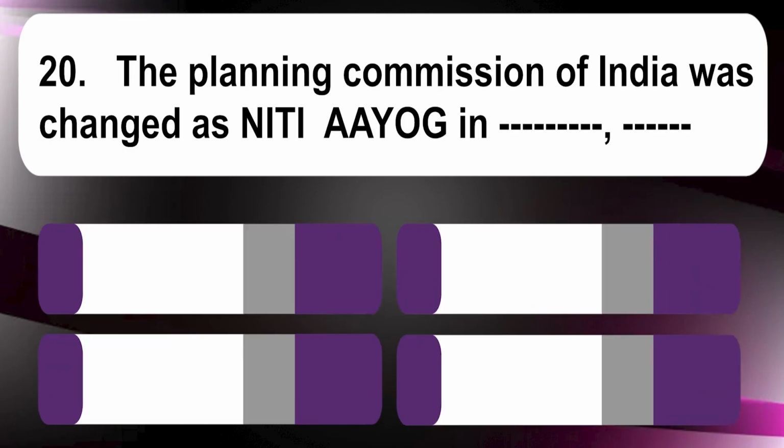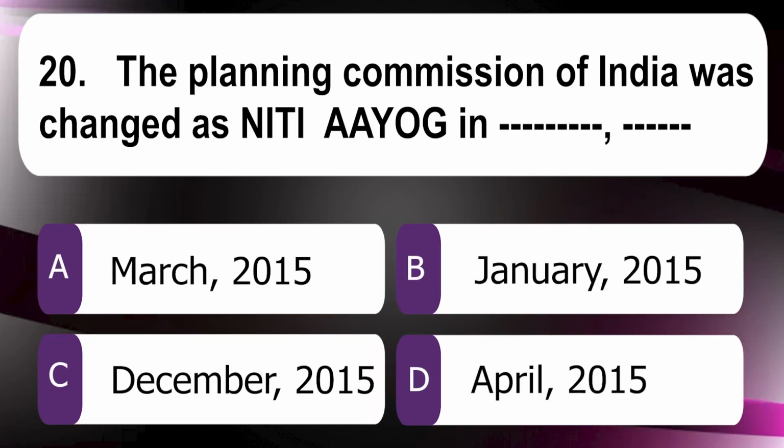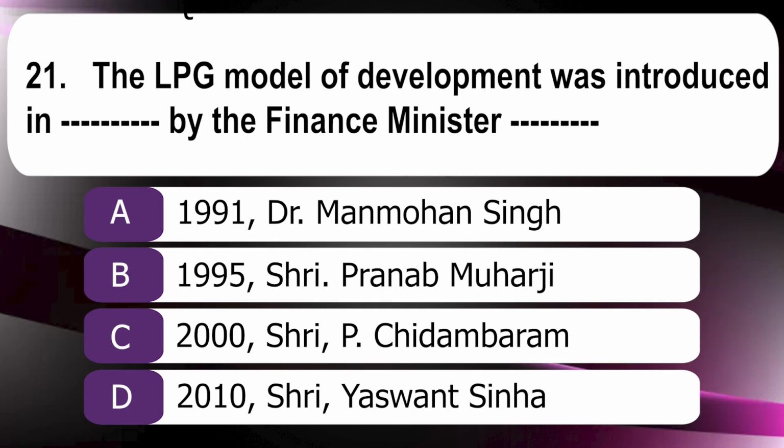20th question. The Planning Commission of India was changed into Niti Aayog in ____. A. March 2015. B. January 2015. C. December 2015. D. April 2015. The correct answer is B. January 2015.